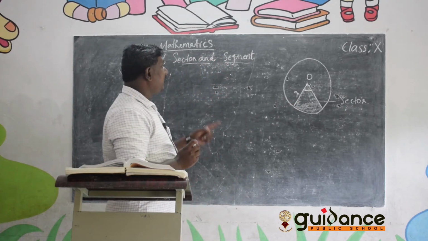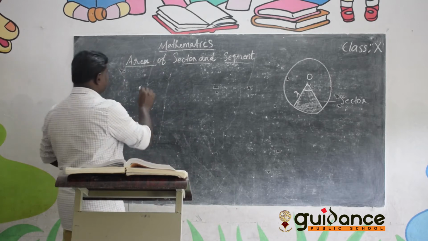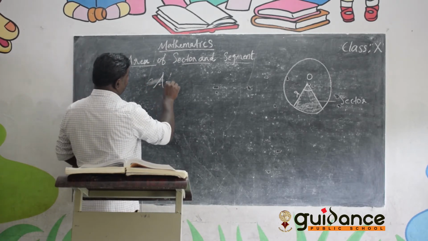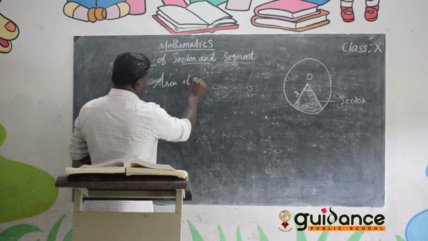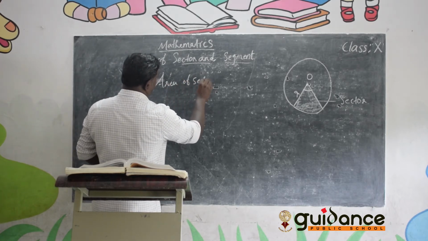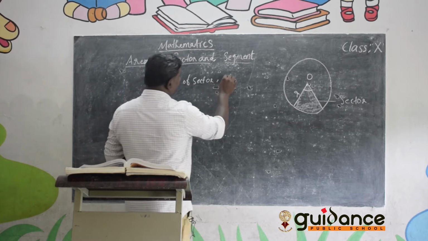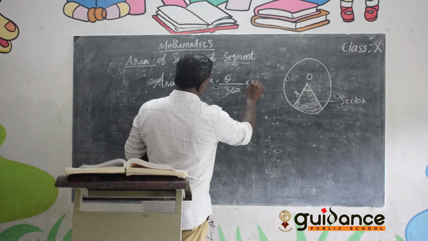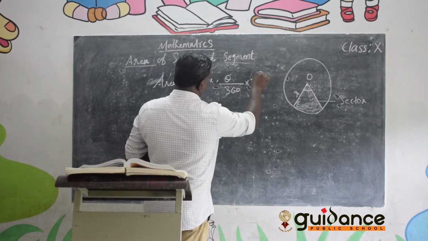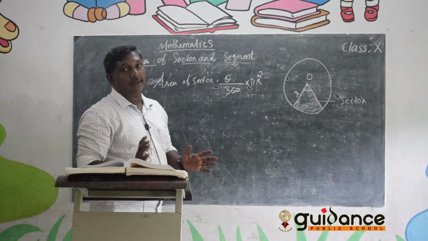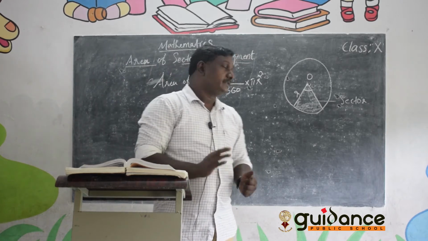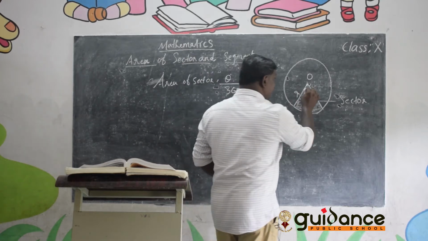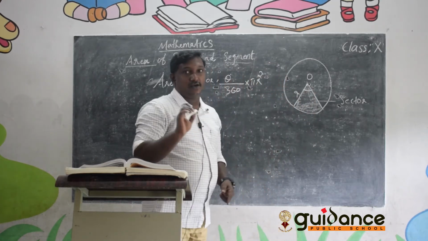Then what is the area? The area of sector is equal to theta by 360 into pi r square. You know the area of a circle is pi r square. So the area of sector is theta by 360 into pi r square. Theta will be the center angle of the sector.